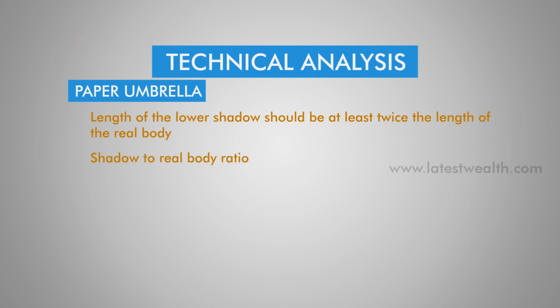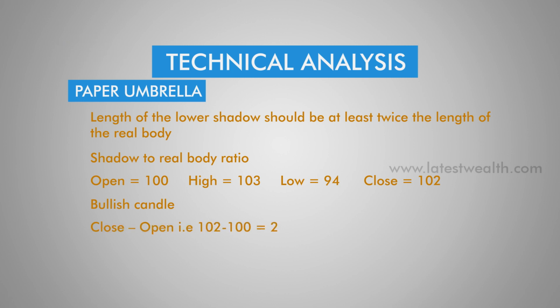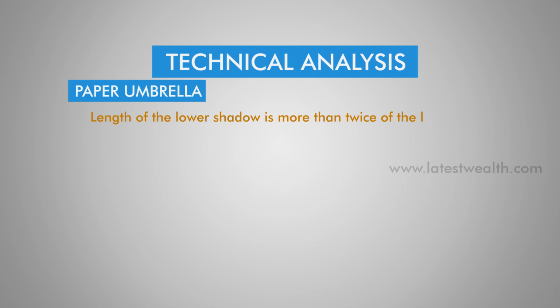Let us look at this example. Open is 100, high is 103, low is 94, close is 102. It is a bullish candle. Here the length of the body is close minus open, that is 102 minus 100, that is 2. And the length of the lower shadow is open minus low, that is 100 minus 94, which is 6. As the length of the lower shadow is more than twice the length of the real body, we can conclude that a paper umbrella has formed.